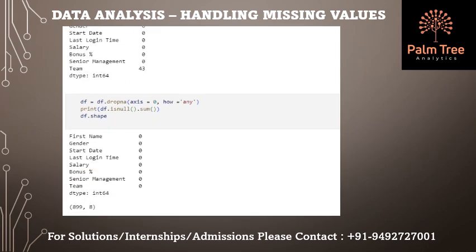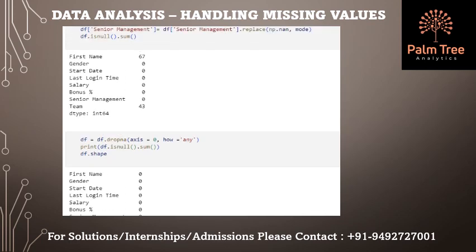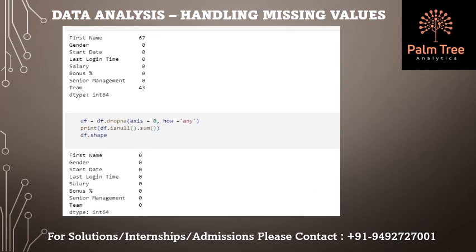Now team and first name still have nulls. We drop those, because for team we don't know which team, so we cannot just replace it, and a first name could be anything. So we are just removing those records. Now there are no nulls in any of the columns.